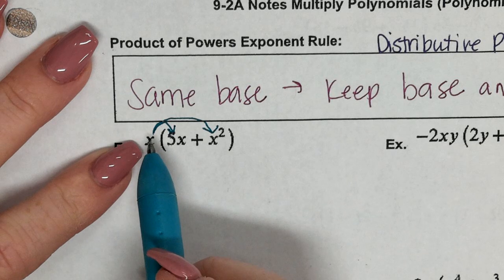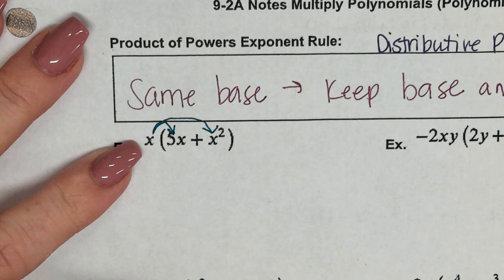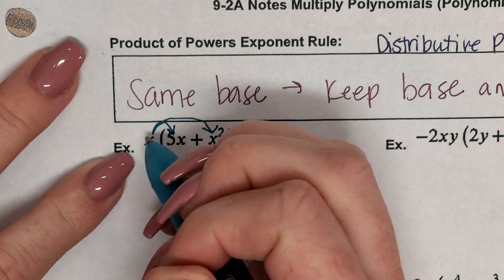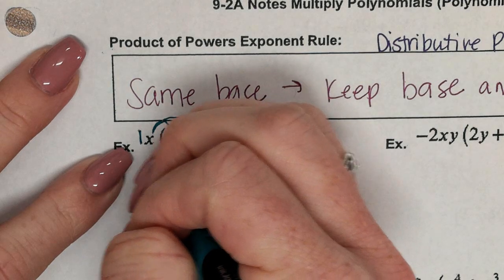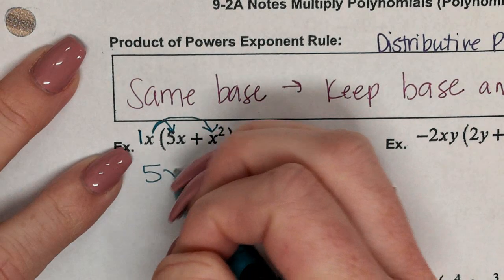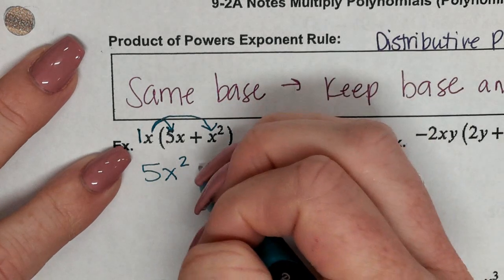So what is x times 5x? 5x squared. Because basically this has a coefficient of 1. And 1 times 5 is 5. And x times x is x squared. Yes? All right, keep your plus sign.